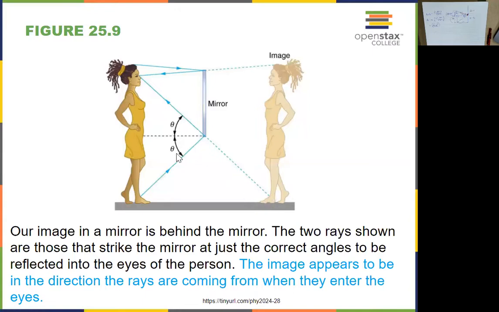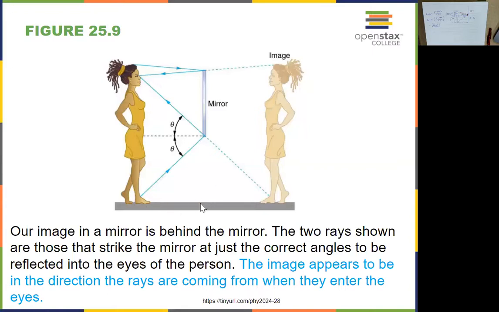And the angle should be the same. Theta i, theta r should be the same. Similarly for that, okay? So from the geometry, you can actually determine that the image is behind the mirror, and it should be the same size as the object. Okay, so if this is the object, then it should be the same size. All right, and then it appears to be at the same distance.